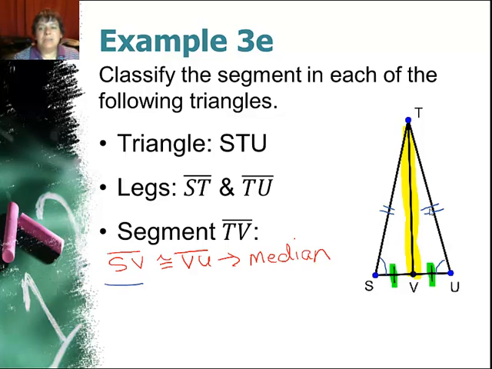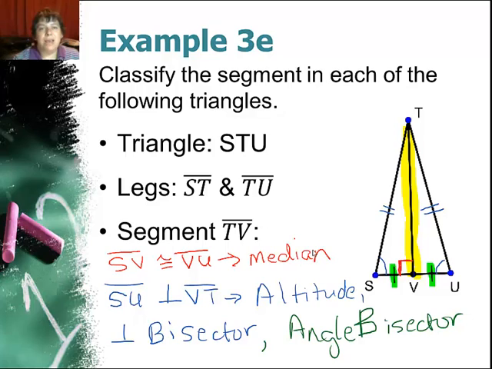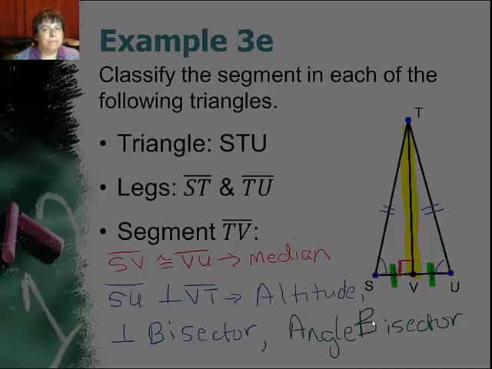But since this is isosceles and these are congruent, see how I have congruent angles here? This tells me that there's just a perpendicular here. This is a 90-degree angle. So that tells me that it's also the altitude because it goes through the vertex and forms 90 degrees. And since it's perpendicular and it bisects the segment, it's a perpendicular bisector. If these angles are congruent, then that means that it has to bisect angle STU. So it's also an angle bisector. So for this table, you need to list median, altitude, perpendicular bisector, and angle bisector.